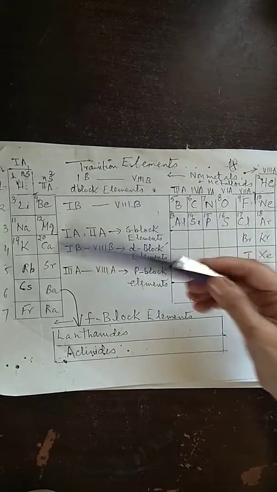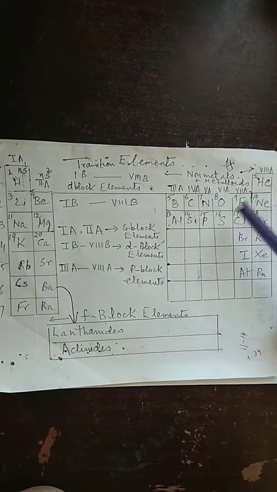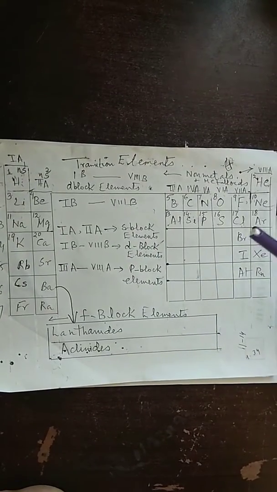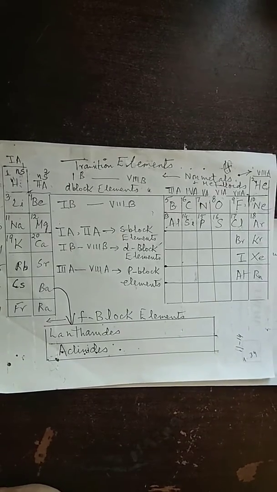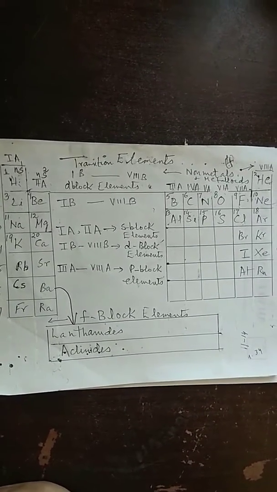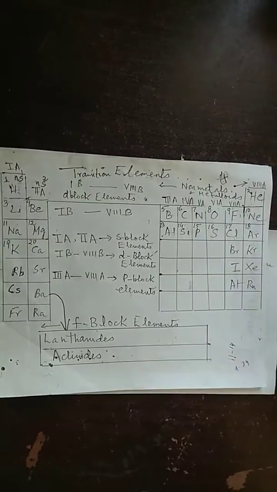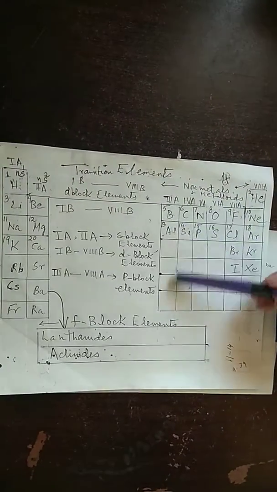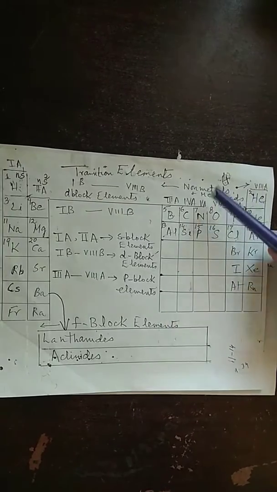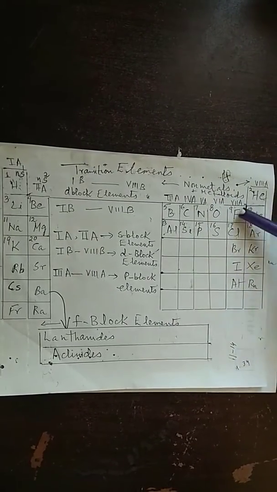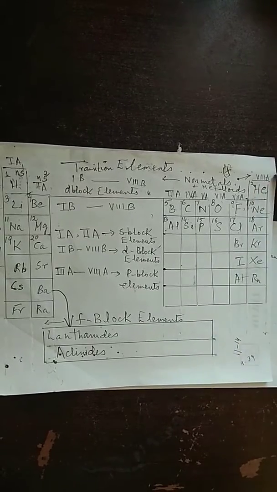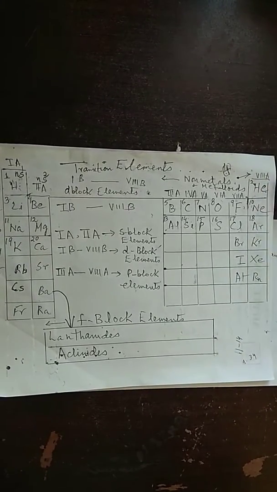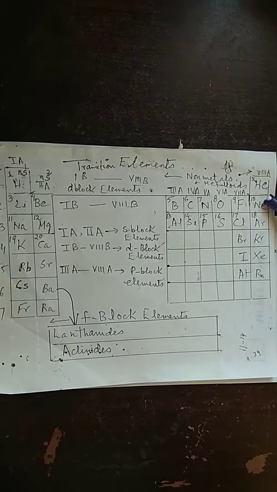So again, the 1A group, as the name indicates, contains one electron in the outermost shell. 1A group shows that the group contains one electron in the valence shell. 2A group contains two electrons in the valence shell. 3A group contains 3 electrons in the valence shell, and in the same way 4A, 5A, 6A. 7A group contains 7 electrons in the outermost shell, and 8A group contains 8 electrons in the outermost shell, except helium.